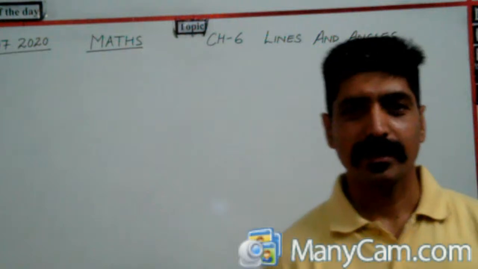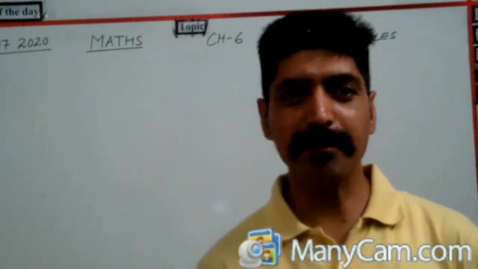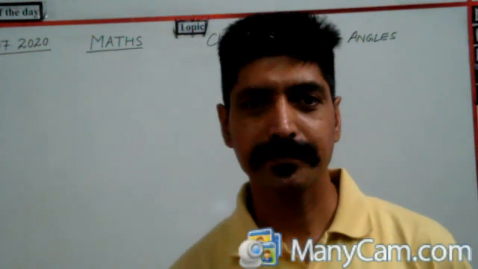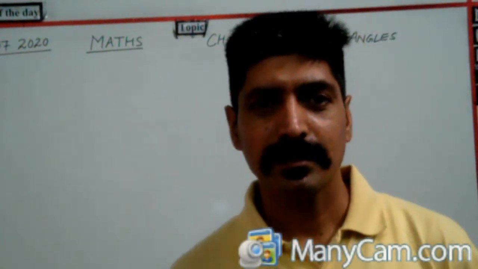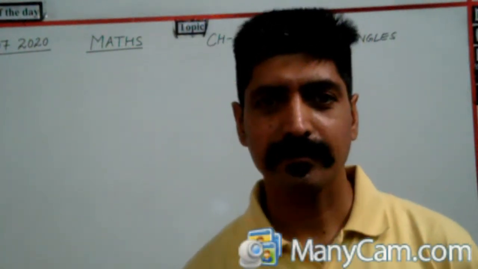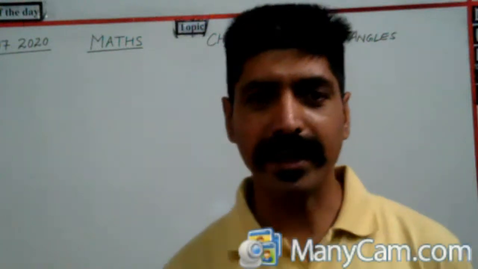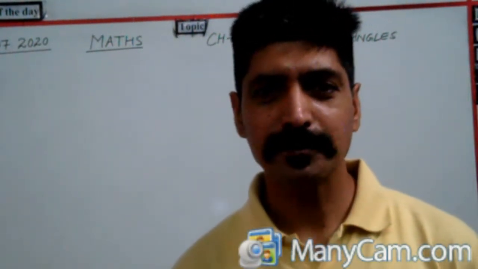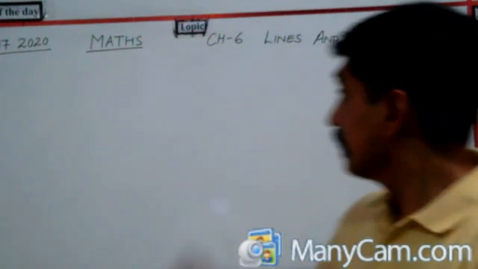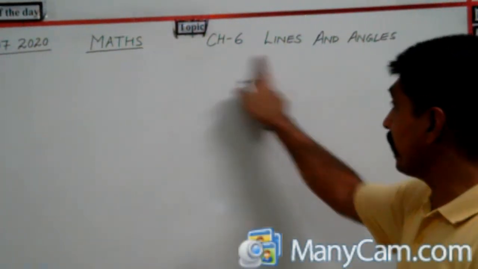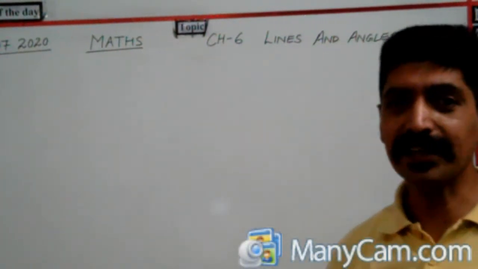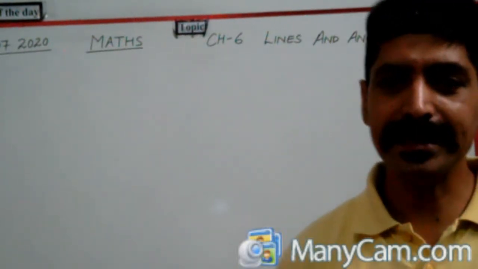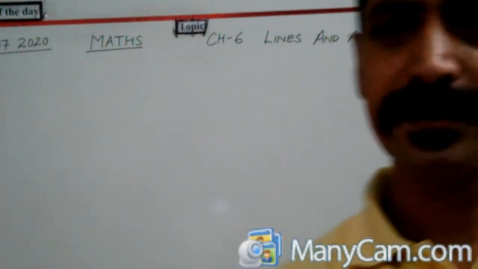After a gap, we have the mathematics class today. Due to your periodic test, you were not having mathematics class. First of all, I want to let you know that today we will start chapter number 6, that is lines and angles.